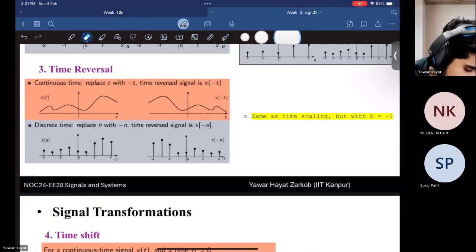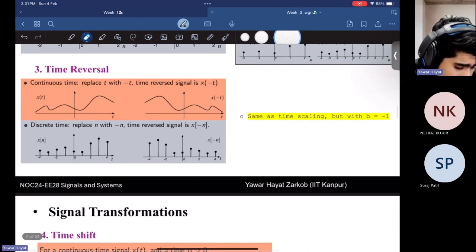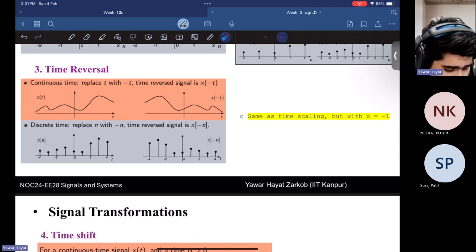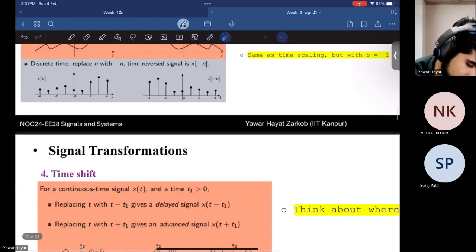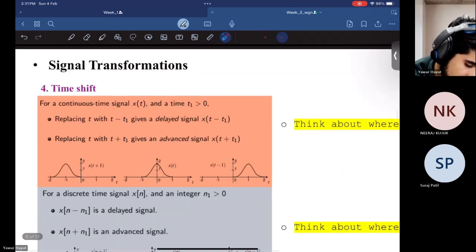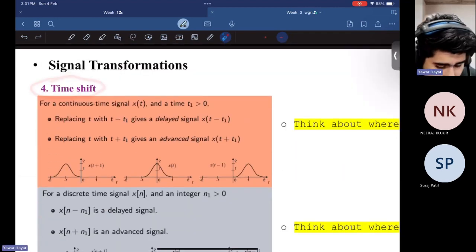Okay. So now, for discrete time signals, similarly, we replace n by minus n and obtain the time reverse signal. If this part is clear, this should also be clear. Now, there is this time shift operation, right?